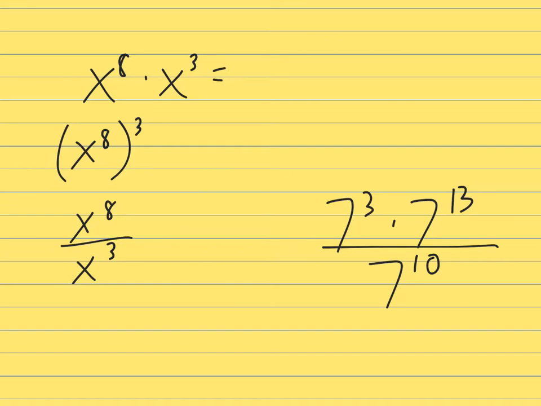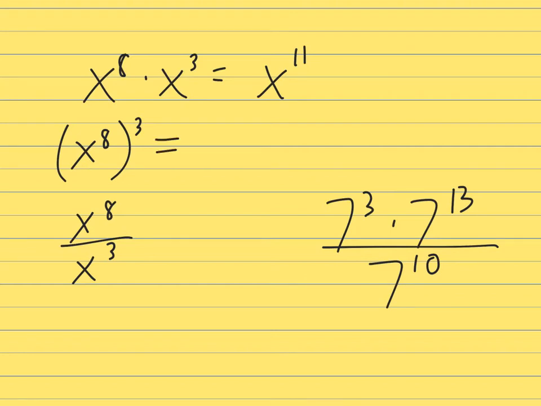So for the first problem, this is the first property we learned with multiplication. Remember, we keep the base and add the powers with multiplication. So 8 plus 3 is 11, so that would be x to the 11th power. Notice how this problem right here is different than this problem right here. Notice that this is just multiplication, while this is a power raised to a power. Our property is different. The 8 and 3 are the same, but what we do is different.